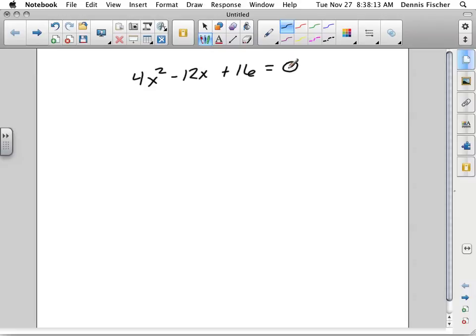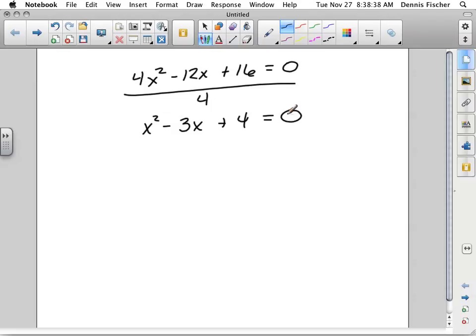So in here, if you remember the rules of completing the square, the first step is it has to have a 1 in front of my x squared term. So I'm going to take everything and divide by 4. Divide everything by 4. And so I have x squared minus 3x plus 4 is 0.